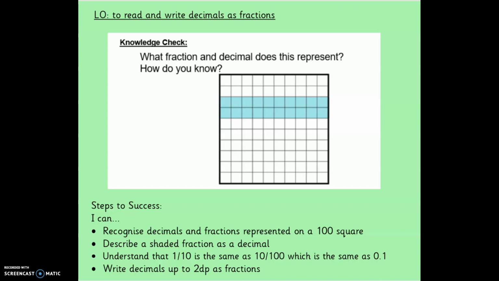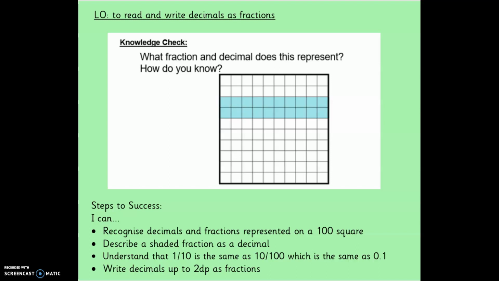Good morning everybody and welcome to part 2 of Read and Write Decimals as Fractions. So yesterday you started to explore the relationship between fractions and decimals and the equivalent fraction to a decimal. Okay, so just as a quick starter, you did this yesterday.